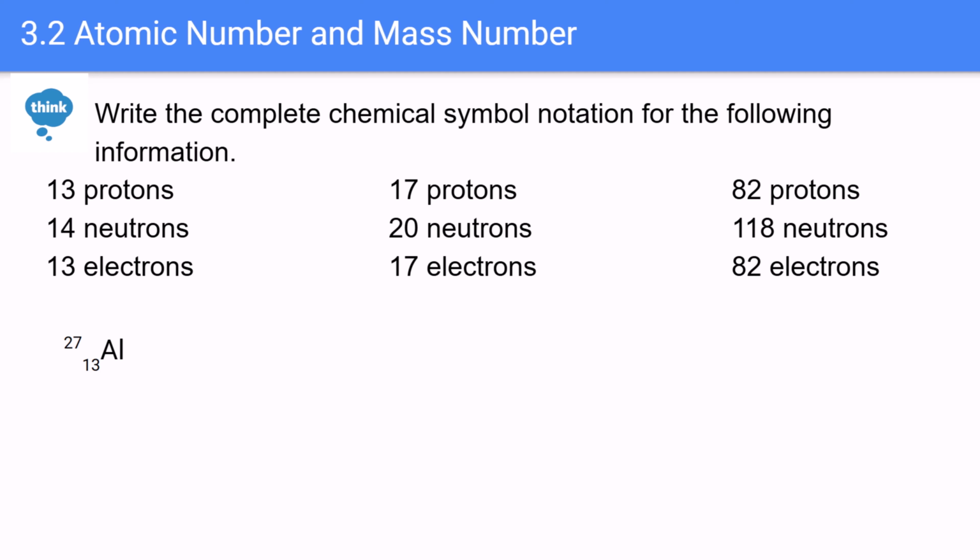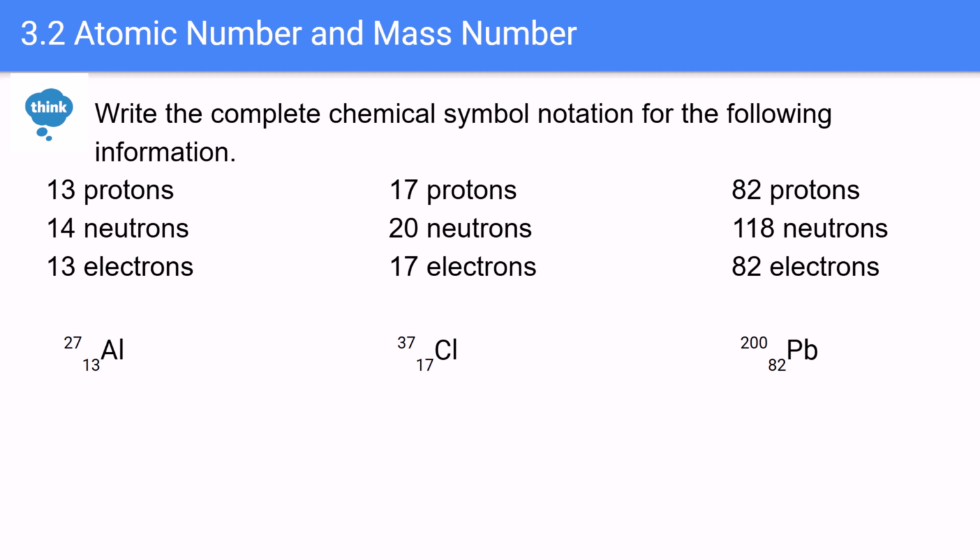We have 17 protons, 20 neutrons, and 17 electrons. Again, I look at my periodic table. I find that 17 protons is chlorine. When I add 20 to that, I get 37. So that means that the mass number is 37 and is placed in the top left-hand corner. And then lastly, we have 82 protons. That is going to be lead. And 82 plus 118 is going to give us 200.